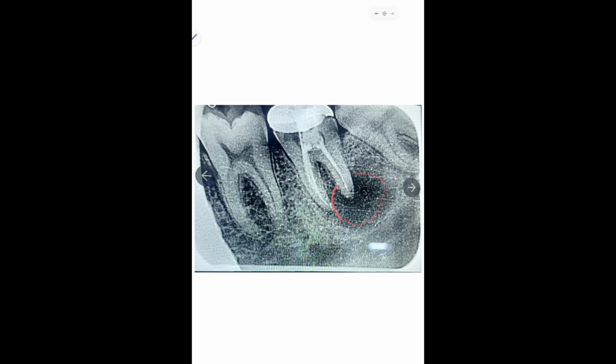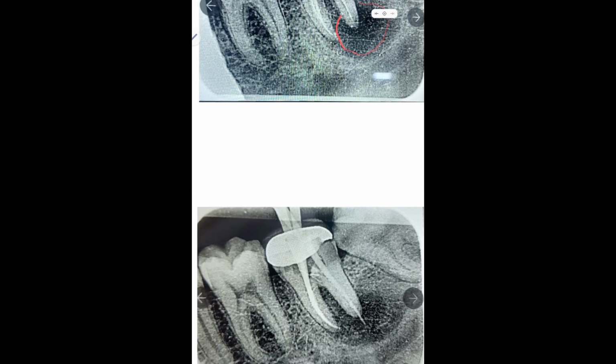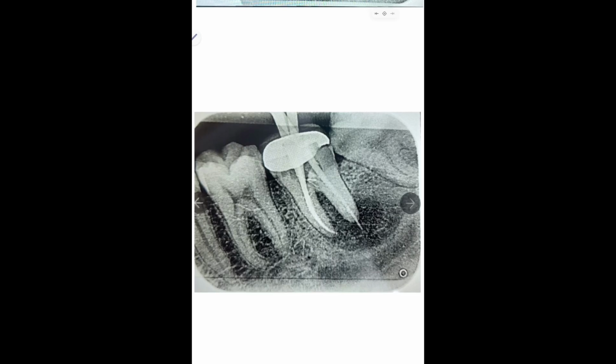So after discussing it with the patient, we planned to do a retreatment through the crown, and that's what we did. We made an access through the crown. We did the BMP again, and this is how the master cone looks. The master cone was especially in the distal canal. The apex was larger, and the GP has gone beyond the apex.